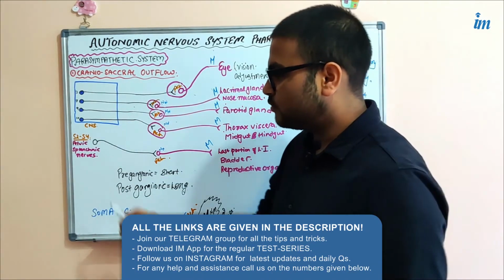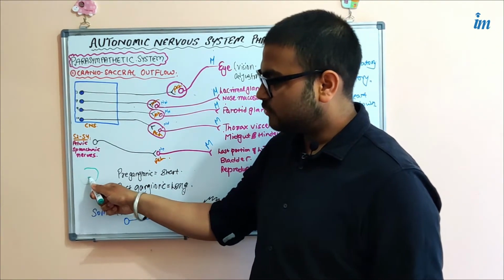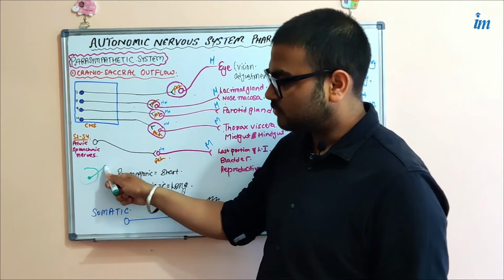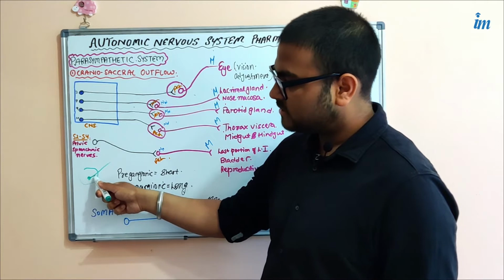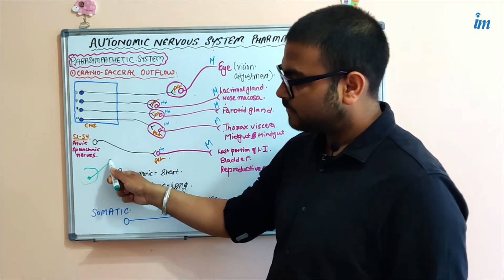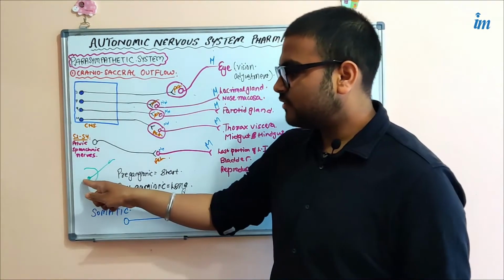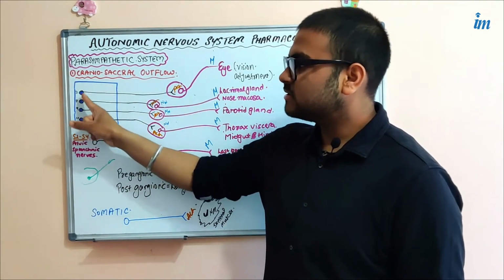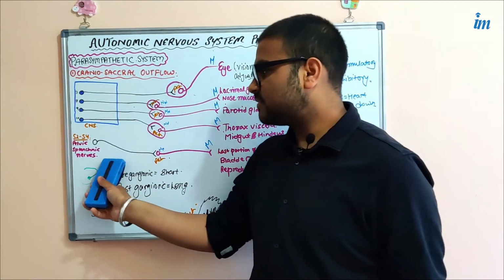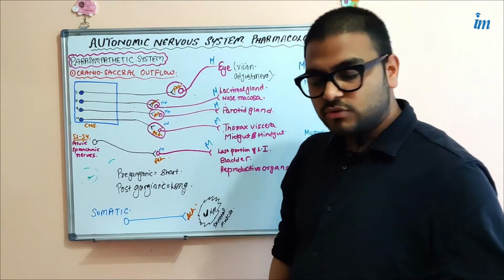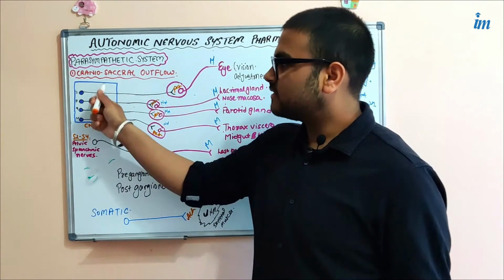So from the nuclei of these nerves, there will be neurons originating. This is the nucleus, and here is the neuron. This is the head of the neuron, and this is what we call the axon and the tail part of the neuron. So the heads of these neurons are present in these nerve nuclei. 3, 7, 9, 10. Just remember this counting.